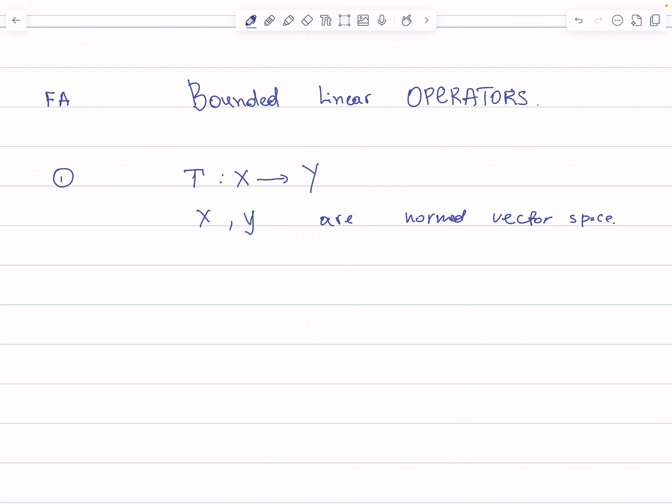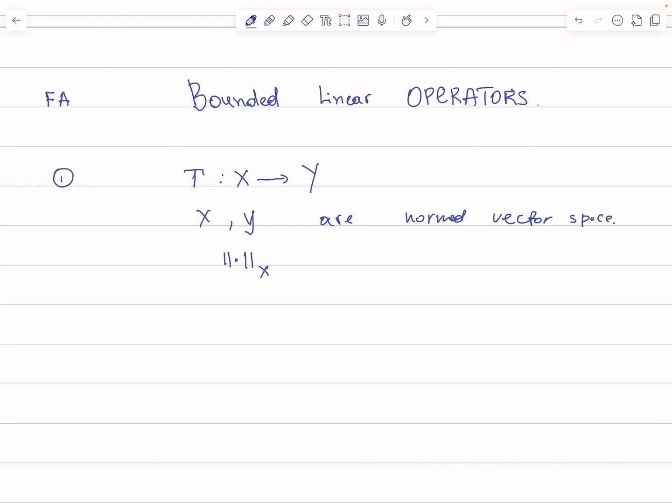A vector space is a linear space which satisfies linearity and 8 axioms. And normed means we have 3 conditions: positivity, symmetry, and the triangle inequality. We talked about normed spaces in the previous lecture. What does it mean that T is a linear operator?